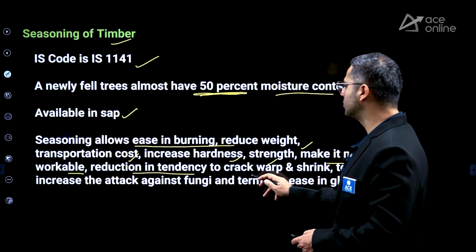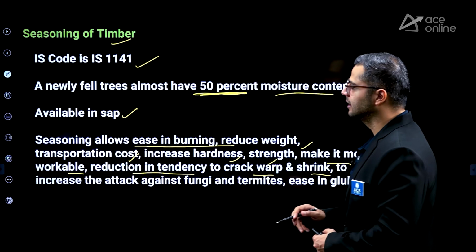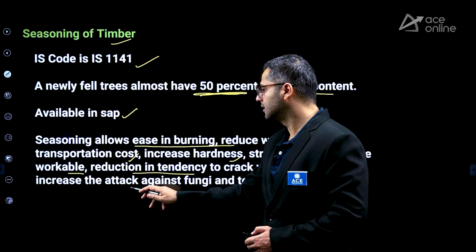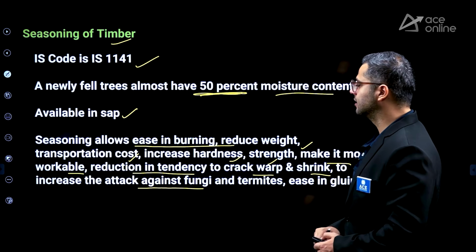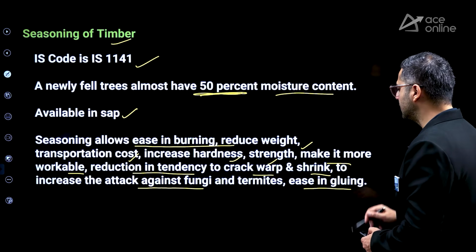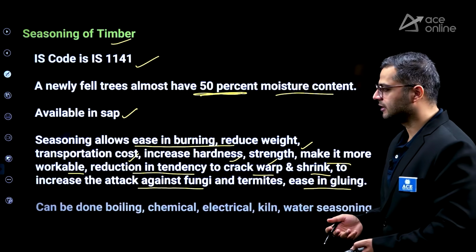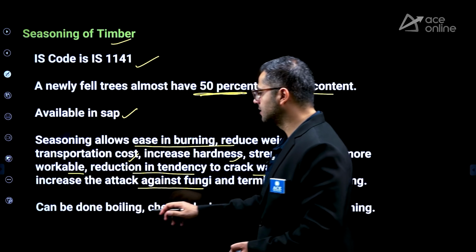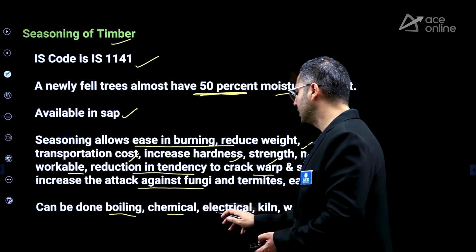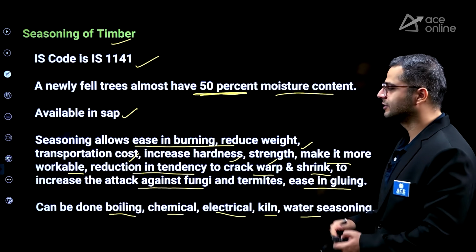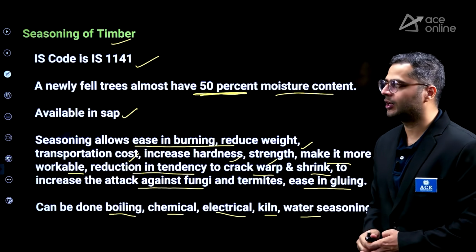Reduction in tendency to crack, warp, shrink, and to increase the resistance against fungi and termites. Ease in gluing as well. It is easier if the timber is seasoned. And it can be done by boiling, chemical, electrical, kiln, and water seasoning. So these are the multiple ways of seasoning of timber.